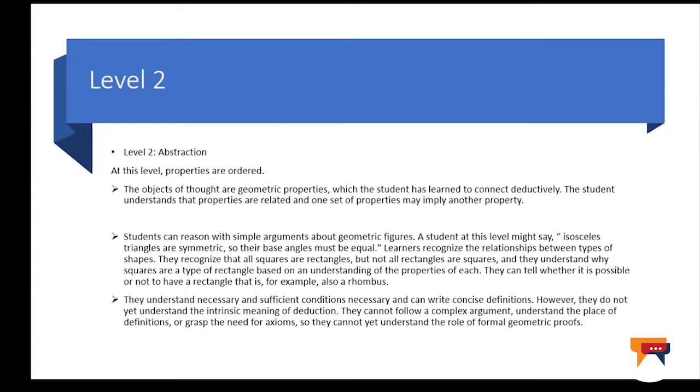And they understand why squares are a type of rectangle, based on an understanding of the properties of each. They can tell whether it is possible or not to have a rectangle that is, for example, a rhombus. They understand necessary and sufficient conditions and can write concise definitions. However, in this level, they do not yet understand the intrinsic meaning of deduction.